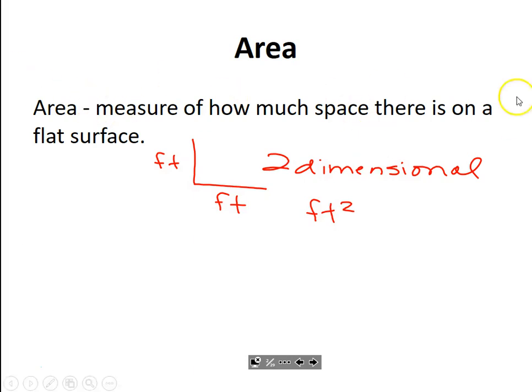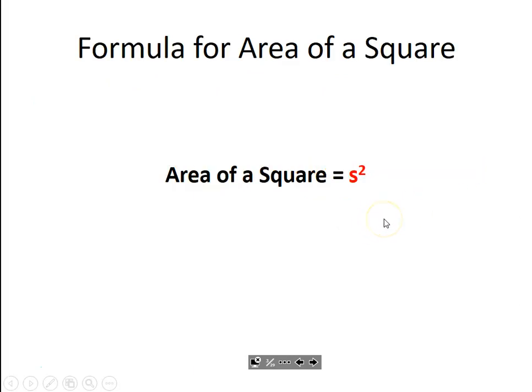So first thing we're going to talk about are squares. And if you look on your formula sheet, there is no formula for a square, but a square is a rectangle. And the formula for a rectangle is base times height. Well, what we know about a square is that all four sides are congruent. So when we multiply a side times a side, that's going to be side squared. So the area of a square is the side squared.